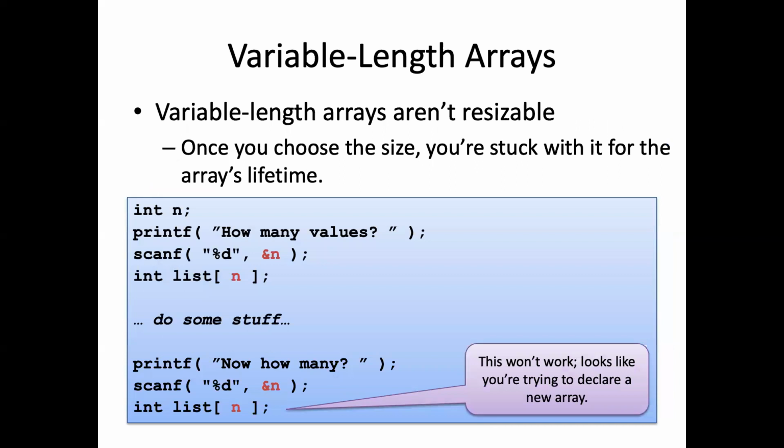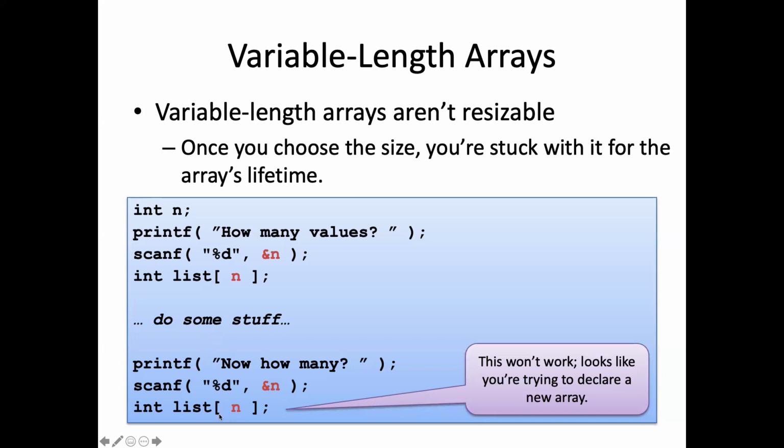Variable sized arrays can be any size they need to be, as long as you have enough memory to store that, but you can't change the size of that array after you've already made it. And here's an example of what I mean by that. Here I do the same trick. I get an input value from the user for how big the array is. I make an array that's that big, and then let's say I do some stuff with that array, and then I want to change my mind about its size. I read another value from the user, and now I try to make list that size, make it some different value of n. This won't work.